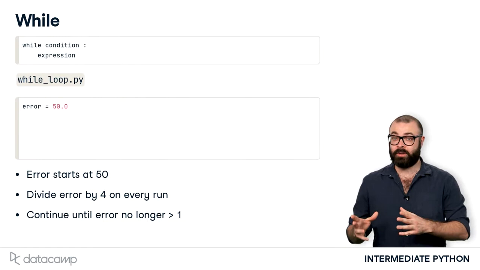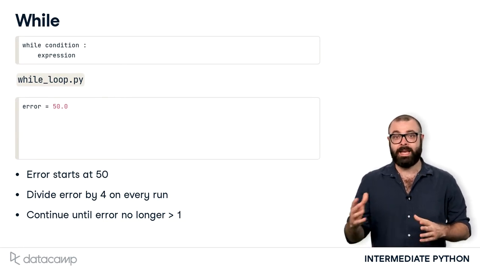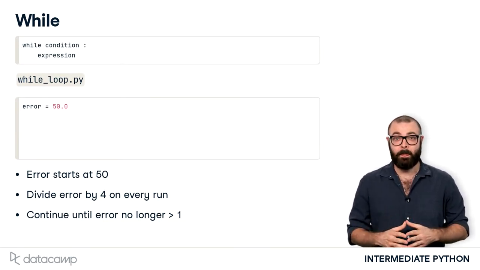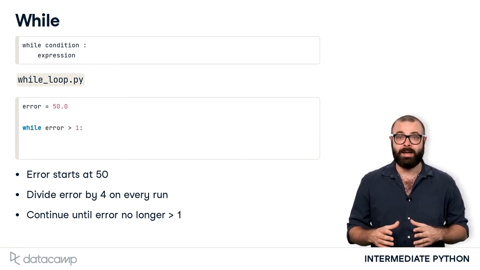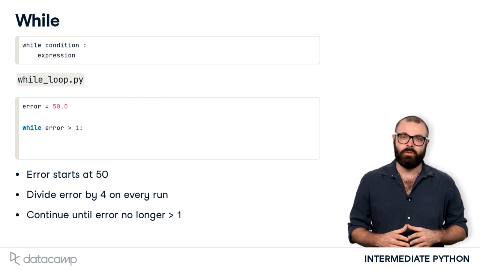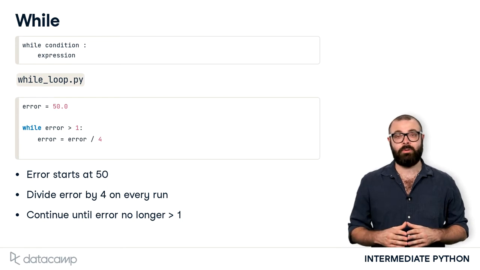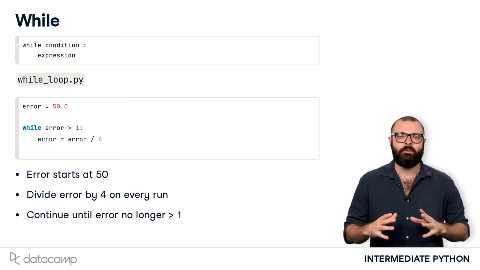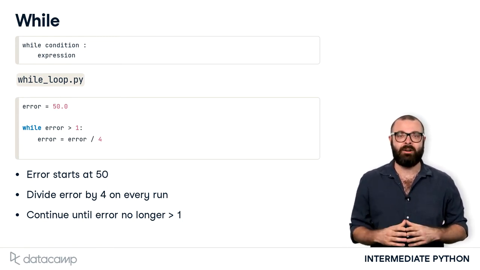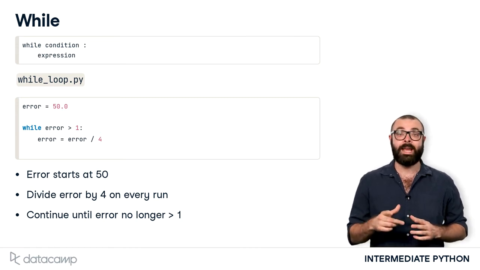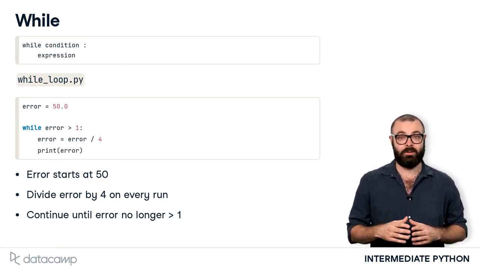Now, heading over to the script, we start by adding the error we start with, 50. Next, we write a while loop. In the condition part, we write error greater than 1, so that the while loop executes again as long as the error is above 1. Inside the code, we divide the error by 4 and update the error variable. This kind of simulates our fancy algorithm that divides the error by 4 on every run. Next, we also print this error.